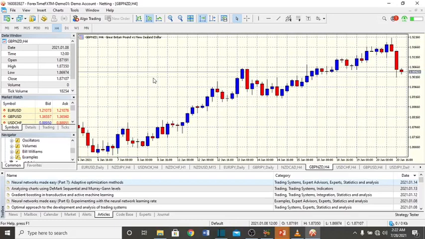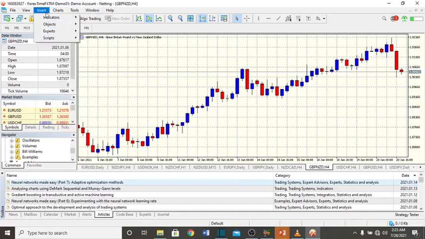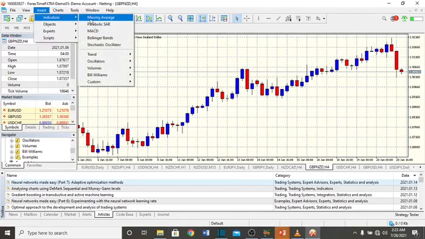In selecting your indicators, you need to think about the checklist. The first on the checklist is trend, then volatility, entry, exit. So you have to choose indicators that can show you, and if you are choosing two indicators, one that can show you trend, one that can show you volatility. So let's start. Let's just pick indicators. Let's say moving average.